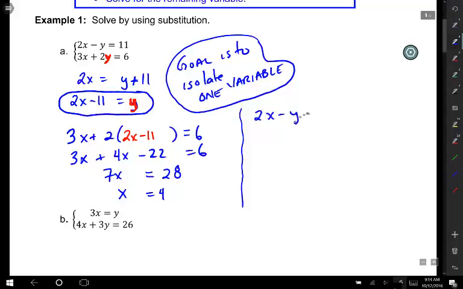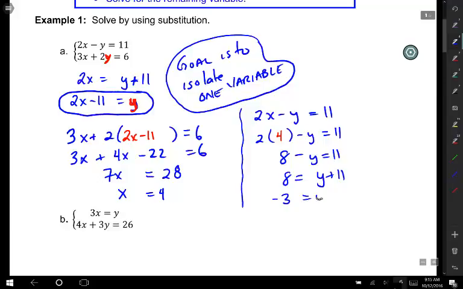2x minus y equals 11. 2 parentheses, stick in our value of 4, minus y equals 11. 8 minus y equals 11. Okay, 8 equals y plus 11. Subtract 11 and you get what? Negative 3? So supposedly our answer is 4 comma negative 3.